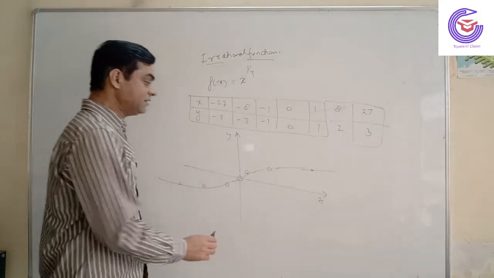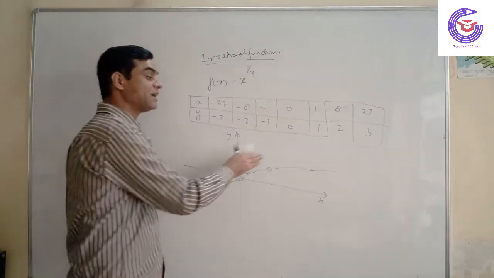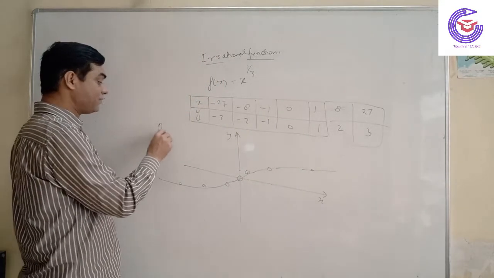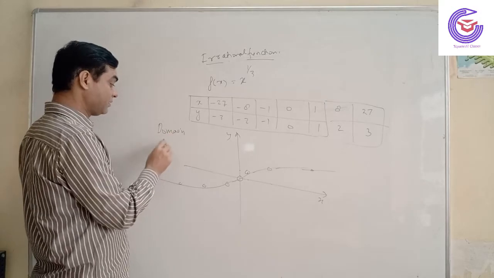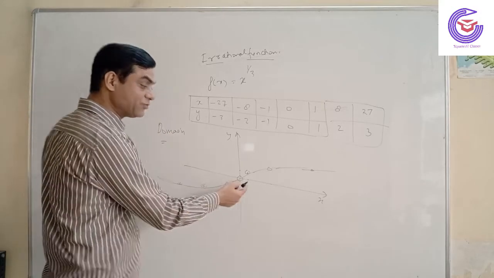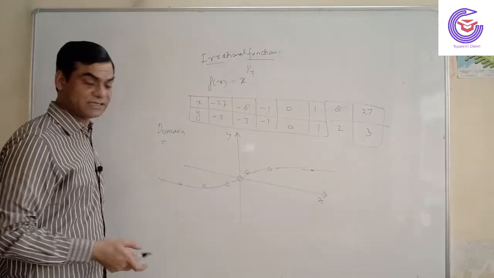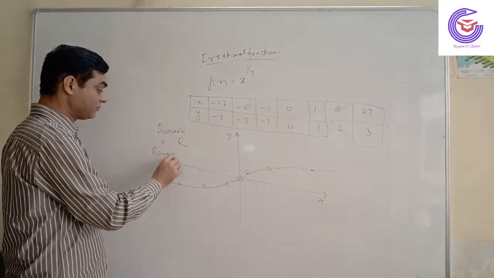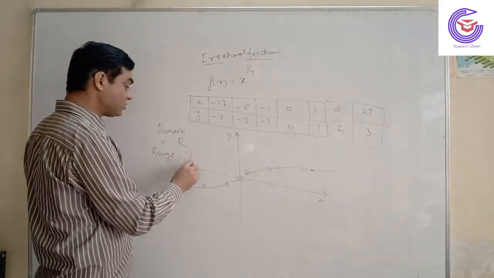As you go on increasing x, this graph will basically flatten out. So in this case, what is the domain of this function? The domain is, here you can give any value as x, so it's R. What is the range of this function? It will also be R.